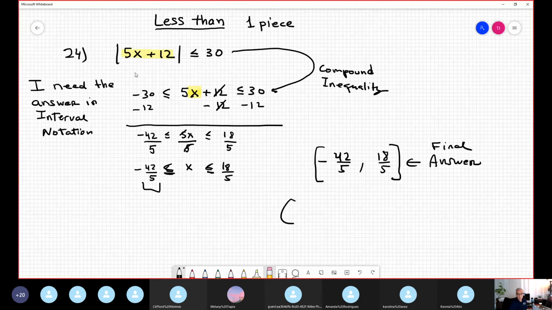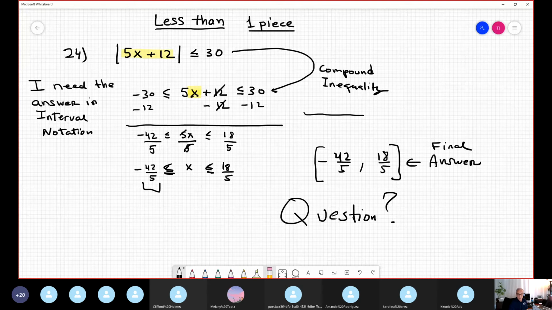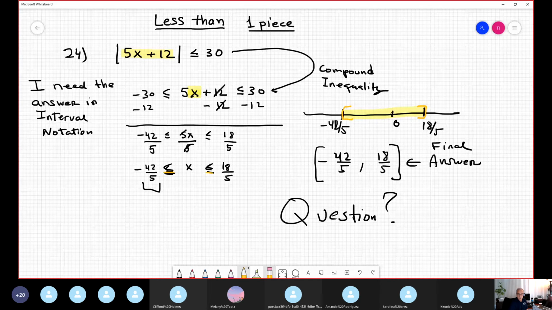Any question? And remember, if you try to represent it graphically, this is complicated because the numbers are weird, but you have only one interval. This interval starts at negative 42 over 5 and ends at 18 over 5. 0 is supposed to be here, and you highlight this. The endpoints are included inside the solution, brackets, because of the equals. And you see one piece. The interval is only one piece, not two.